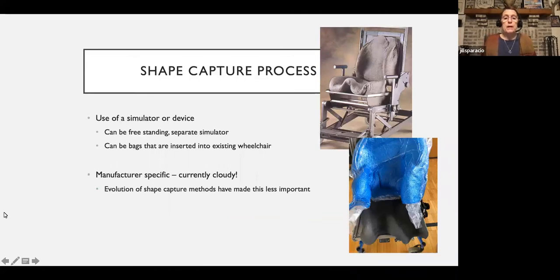So, shape capture process. Like we talked about, the seating that we're talking about today requires the use of some type of simulator or device. It can be freestanding, it can be a separate simulator. Ride Design offers bags that are inserted into the person's existing wheelchair. So you're actually getting them within their current base, so you know what your parameters are going to be.